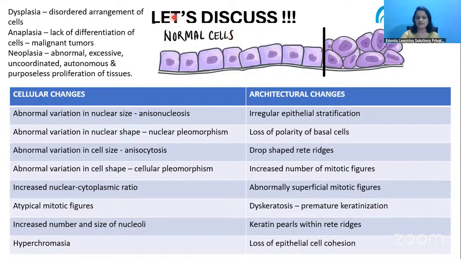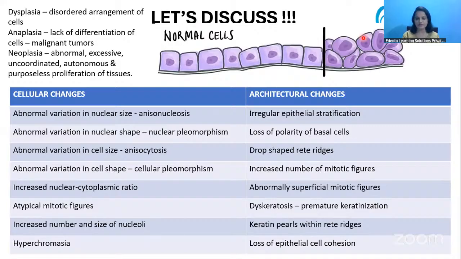Okay, polarity means if you draw a line through the nucleus of these basal cells, that line will usually be perpendicular to the basement membrane. So that is called the polarity of the basal cells. But in case of dysplastic cells, if you draw a line towards the basement membrane passing through the nucleus, it will not be exactly perpendicular to the basement membrane. So that is called the loss of polarity of basal cells.